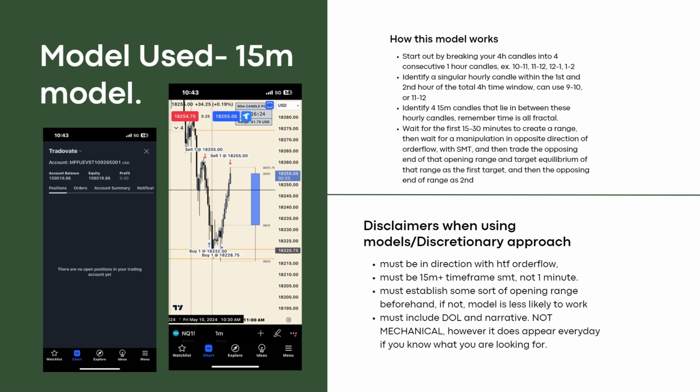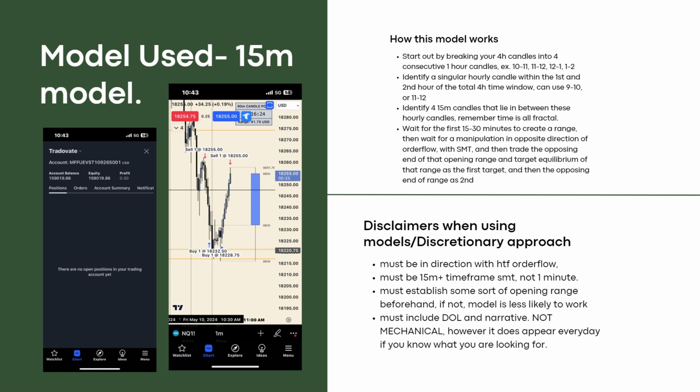So let's say it creates a 15 handle opening range, right? And let's say it dips 5 handles below. Then we're going to target that 20 handle, that total 20 handle range, as our take profit, right? So we'll target the opposing end of that opening range, and we'll target equilibrium of that range as the first target, and then the opposing end of the range as the second.